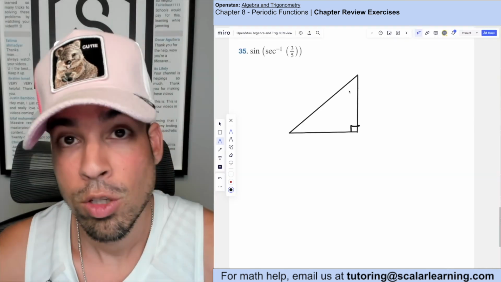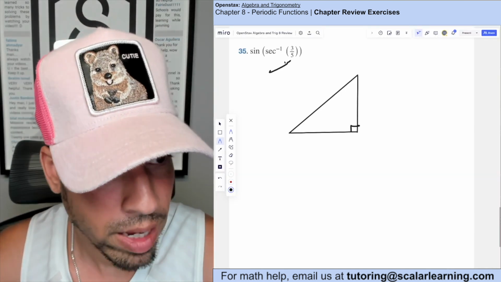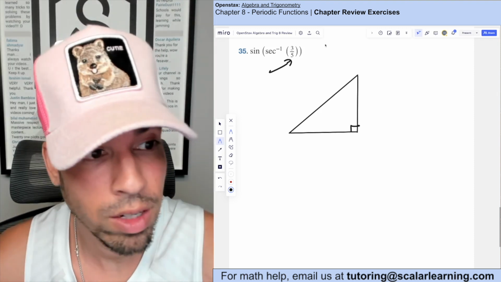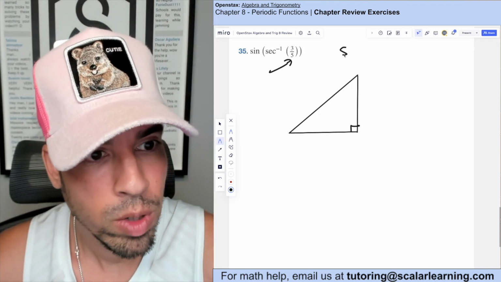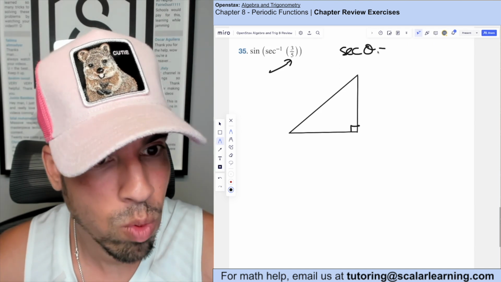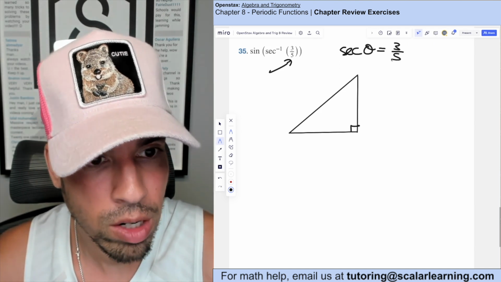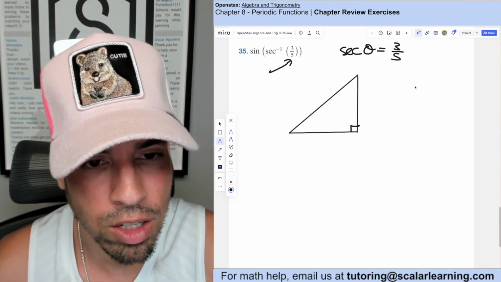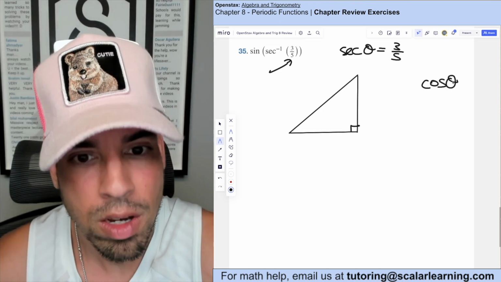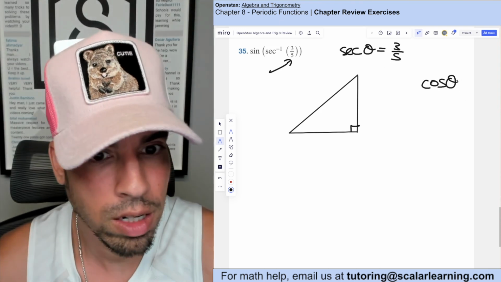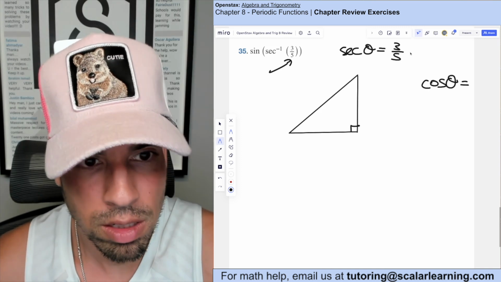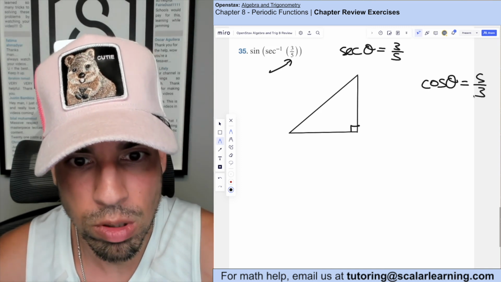Done. So for this one, we can't use the unit circle because this value is not on the unit circle, but we can do something interesting. We know that this is really saying secant of what angle is 3 over 5. And remember, secant is related to cosine. So we're really saying cosine of what angle is the reciprocal of this, which is 5 over 3. So we can start there.